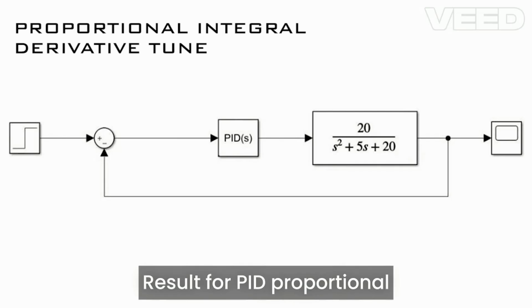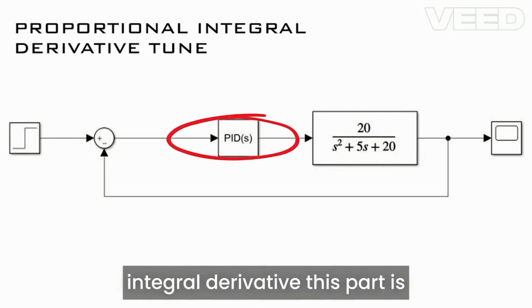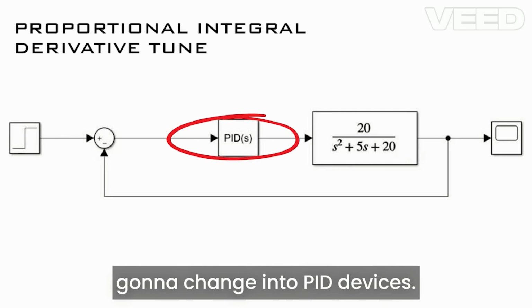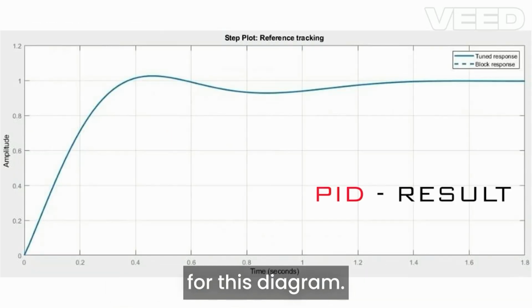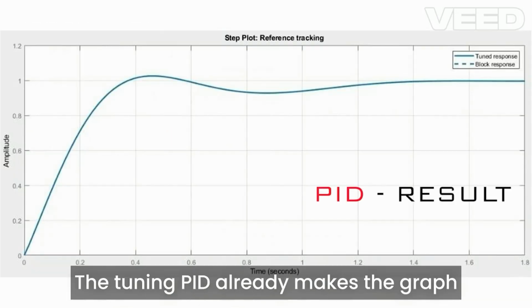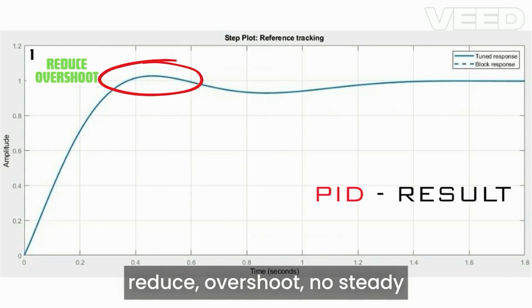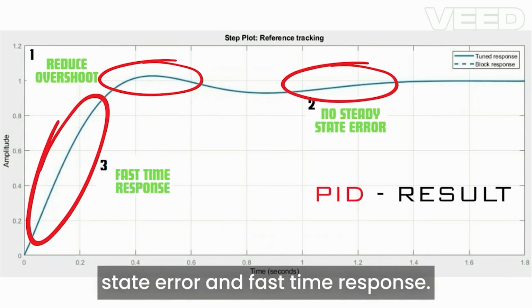For PID proportional integral derivative, this part is going to change into the PID block diagram. We get the best tuning result for this diagram. The tuned PID already makes the graph reduce overshoot, no steady state error and fast time response.